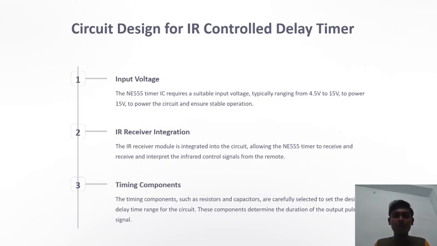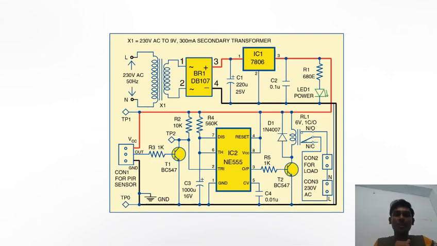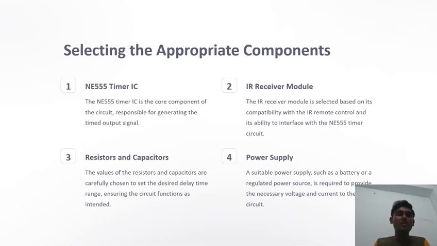Timing components are resistors and capacitors, which help to set the delay timing. And this is a circuit diagram for the 555 IC timer. Next, what are the components we need to make the IR controlled 555 delay timer IC? The 555 timer IC, receiver module, resistor, capacitor, and power supply.